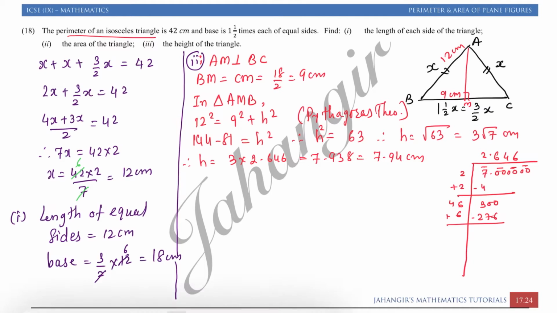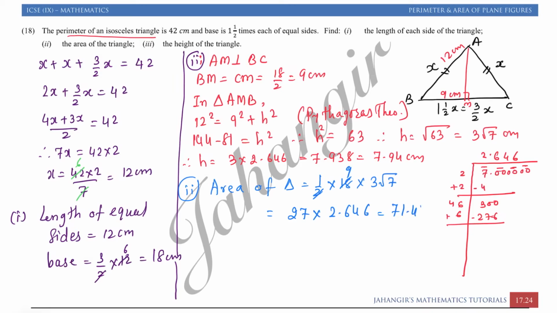Now we can find the second part, area of triangle is equal to half into base is 18 into height is 3 root 7, or you can take 7.94 also if you want. 9, so 9 3s are 27 into root 7 is 2.646, that will give you 71.44 centimeters square.